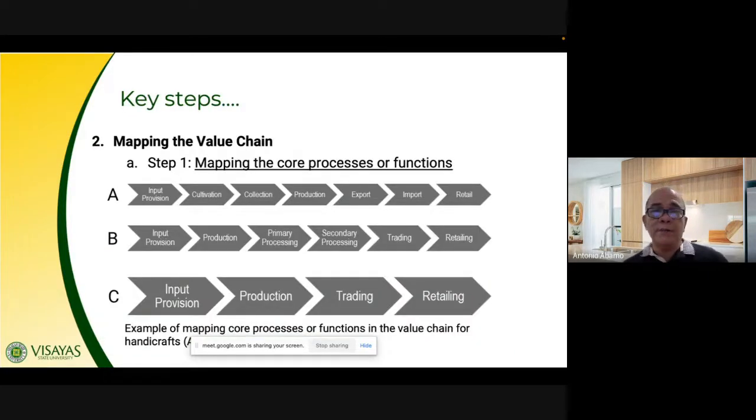After prioritizing, the next step is mapping the core processes. What are the processes involved in that value chain? For example, value chain one: input, cultivation, and then retail. Value chain two: input, production, primary processing, secondary processing, trading and retailing, and so on. And value chain C: input, production, trading, and retailing. So you have a value chain that is relatively longer, and also a value chain that is relatively shorter.